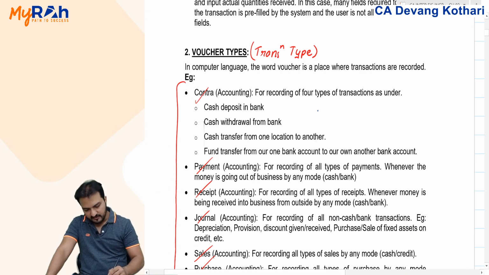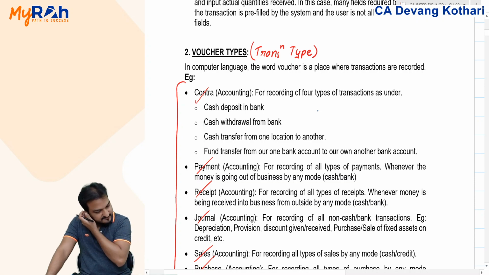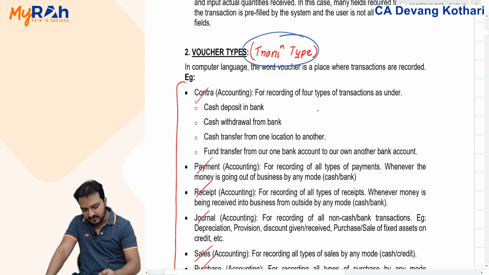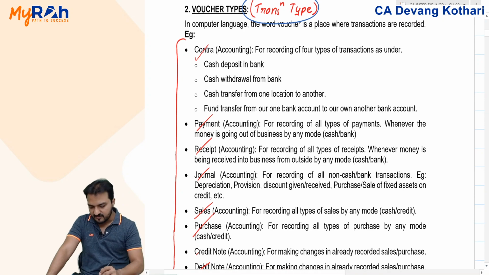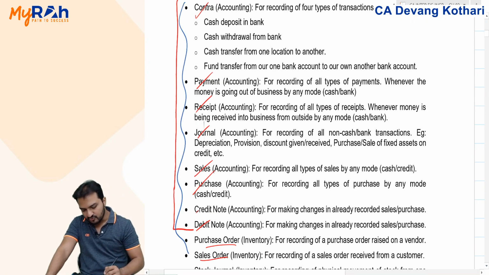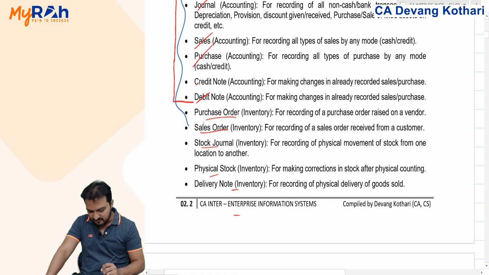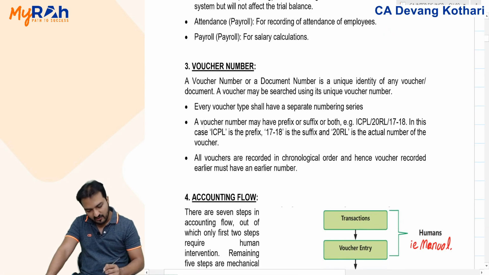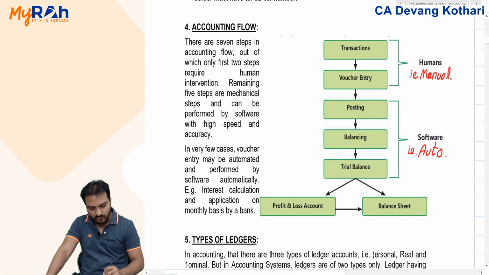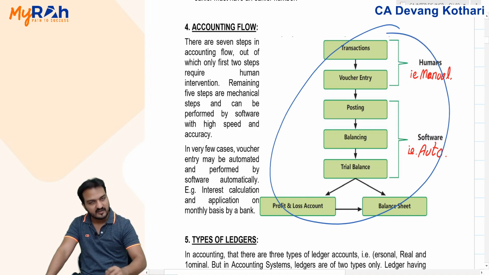Okay, further. Voucher types are basically transaction types. Any accounting system will contain all these different types of transactions that you can enter. That is simple, so I'm not revising that. Voucher number, okay. The accounting flow shows how accounting is done.